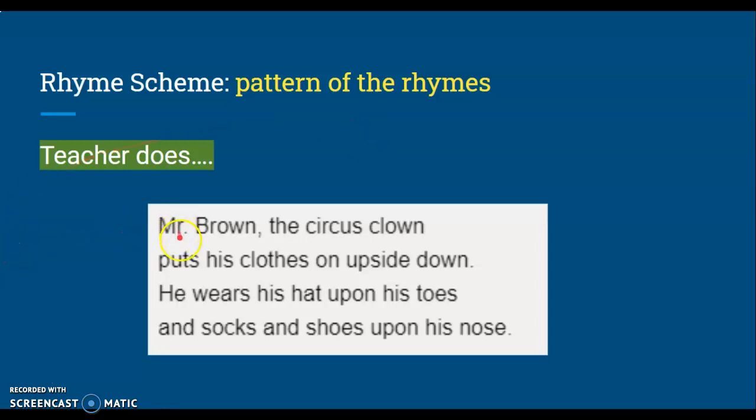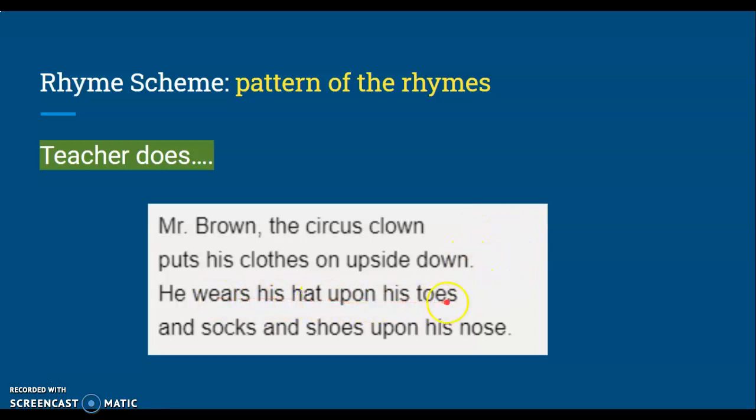All right, we're going to read our poem first. Mr. Brown, the circus clown, puts his clothes on upside down. He wears his hat upon his toes and socks and shoes upon his nose. Mr. Clown has got some issues, it seems. All right, so if we want to do our rhyme scheme, we're going to start with our first line here. The first line's always going to be an A, okay? So this would be an A. It ends with clown. Let me go down to my next line. I have down. Okay, so we're going to have an A and an A.